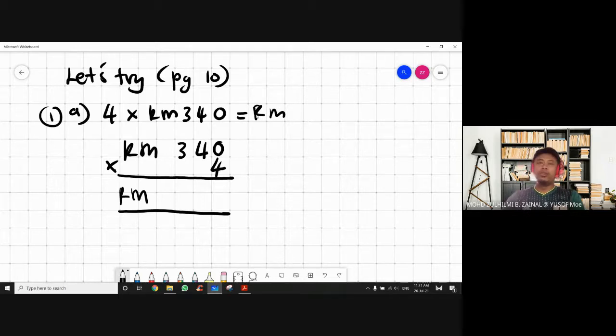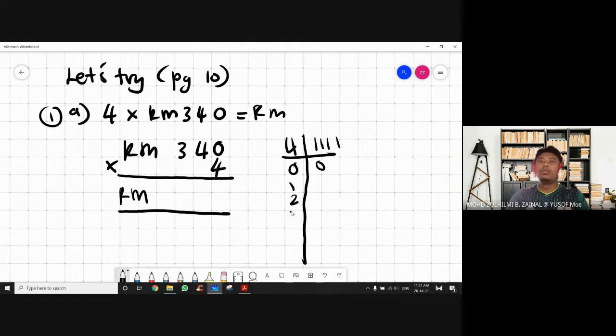So 0 times 4 is 0. Kalau tak ingat boleh buat stifir. 0 pula. Stifir 4 lah. Okay. 1, 2, 3, 4. 0, 0, 1, 2, 3, 4. Sampai 4 je because 4 is the biggest number here. 3, 4, 0. So the biggest number is 4. So do until 4 je. So 4, 0, 0 lagi. 4, 8, 12, 16.